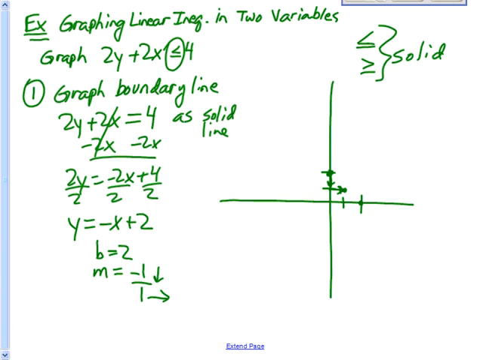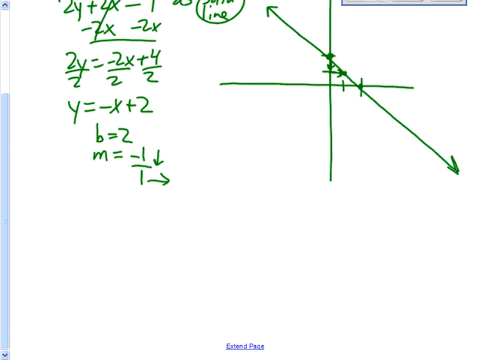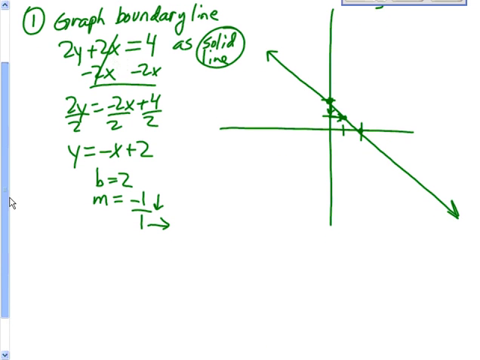And then is it solid or dashed? We said it was solid because it was less than or equal to. So make this solid. That means all those points on that line are part of our solution. And now I've got to determine which side of this I shade, right? Where are all my solutions to this?